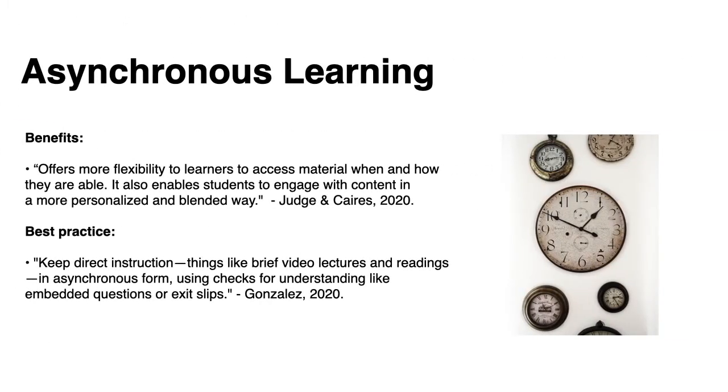There are two main components to consider when planning online content: asynchronous and synchronous learning. In terms of what the literature says about asynchronous learning, benefits include flexibility in when students access content, and that it encourages interaction with the content in a personalized way. Best practices would include keeping that direct instruction, brief video lectures and readings in asynchronous form, and then checking for understanding using things like exit slips.